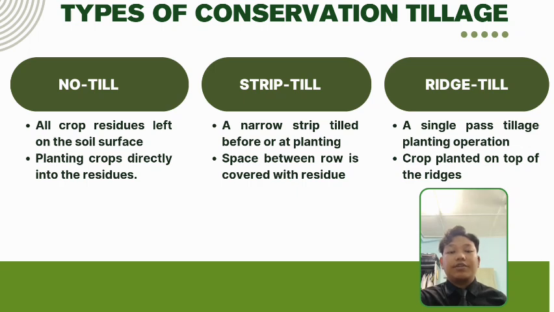The last one is ridge till. It's a single-pass tillage planting operation. Crops are planted on the top of the ridge after removing residue left between the ridges, while the furrow between them helps collect water and reduce runoff. This system is especially beneficial in wet conditions or areas prone to waterlogging, as the raised bed improves drainage.